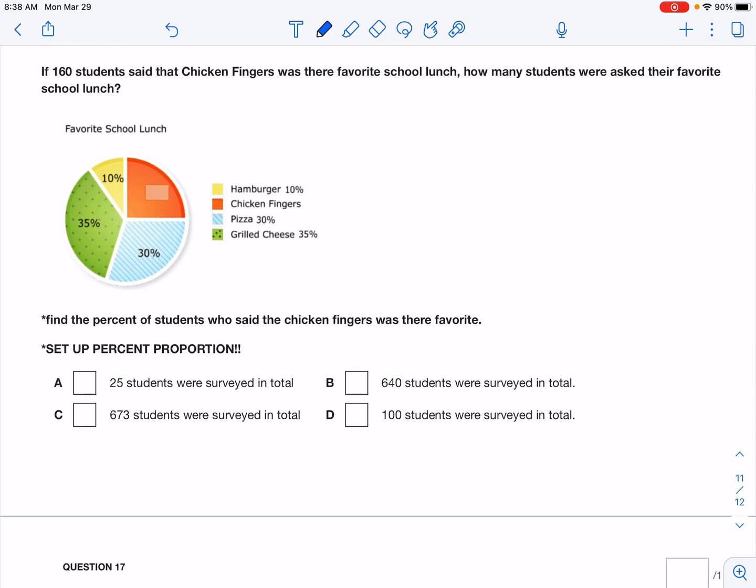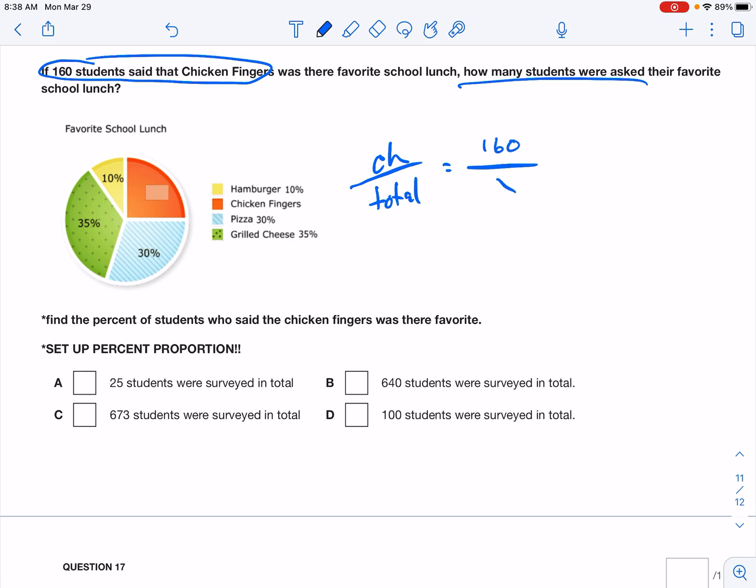Okay, so here, if 160 students said chicken fingers were their favorite, how many students were asked? So we have chicken fingers out of the total. 160 said chicken fingers. We want to find the total. Looking at the graph, hamburgers are 10, grilled cheese is 35, pizza is 30. So if we add those together, we get 75, which leaves 25% for chicken.